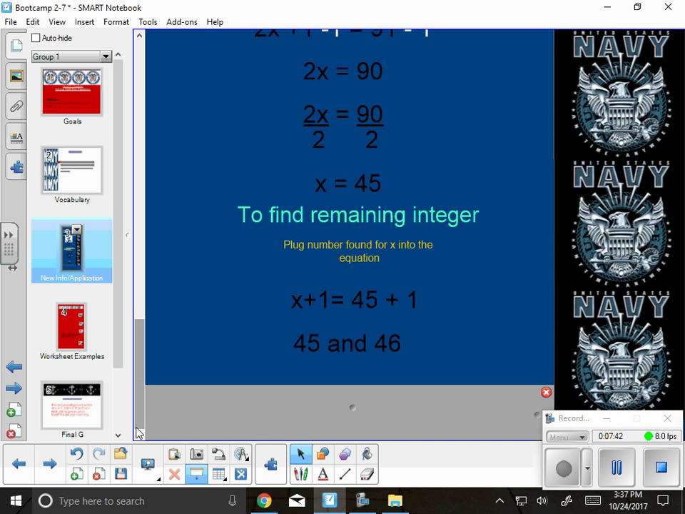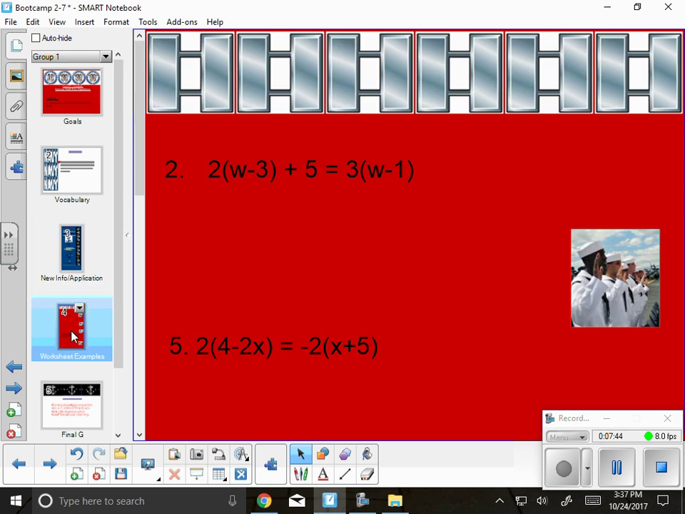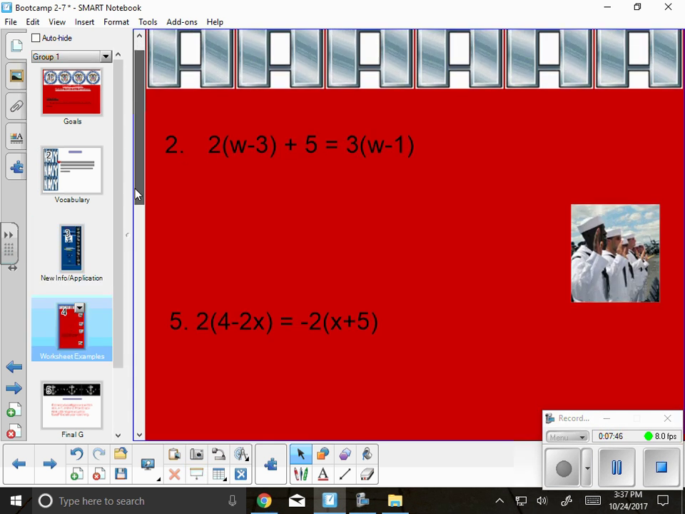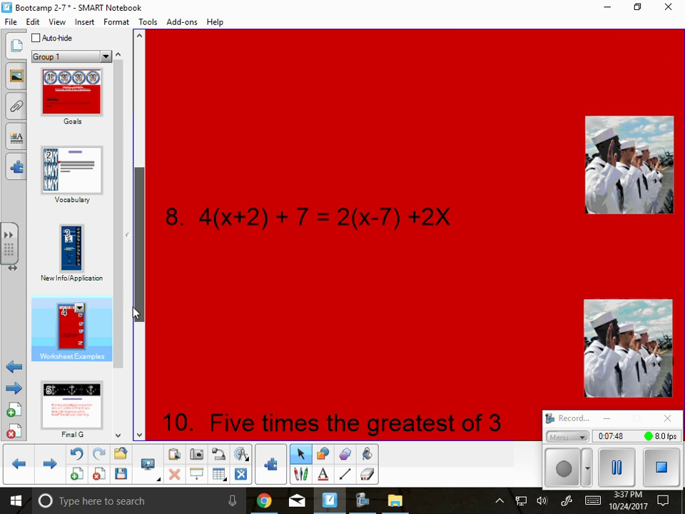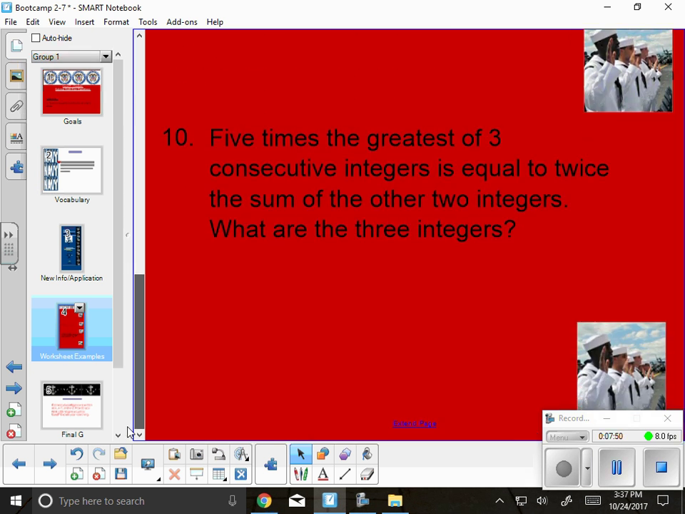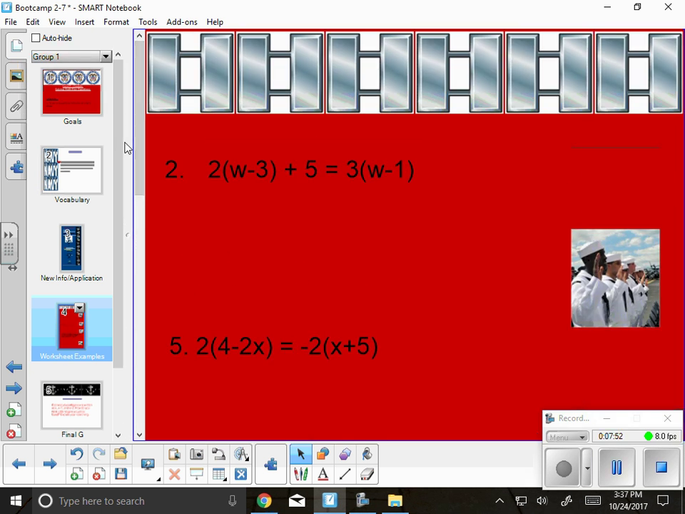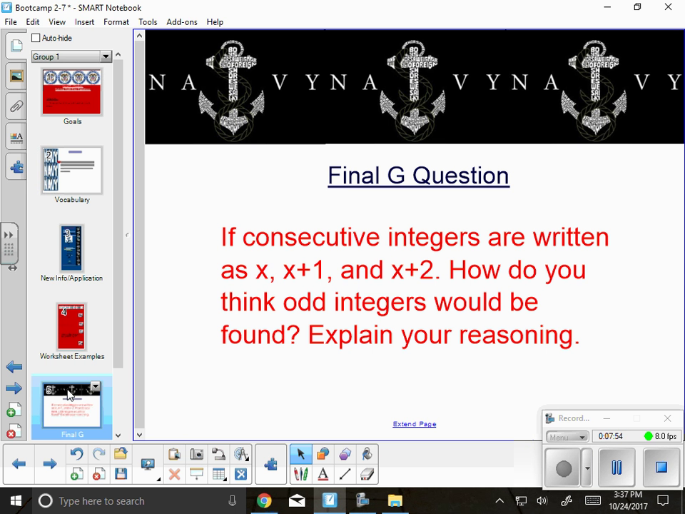Alrighty? Now, here are the worksheet examples. We will go through these in class. If you have any questions, make sure you ask. And then the final G question. It says if consecutive integers are written as x, x plus 1, and x plus 2, how do you think odd integers would be found? Please explain your reasoning. Again, make sure you put this on your goal sheet, which is on the salmon piece of paper.